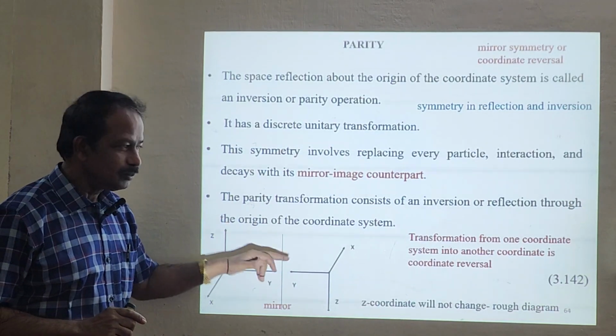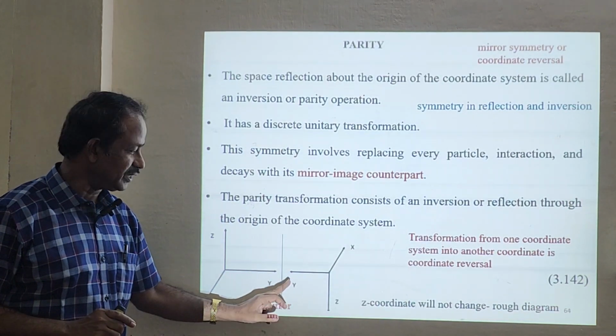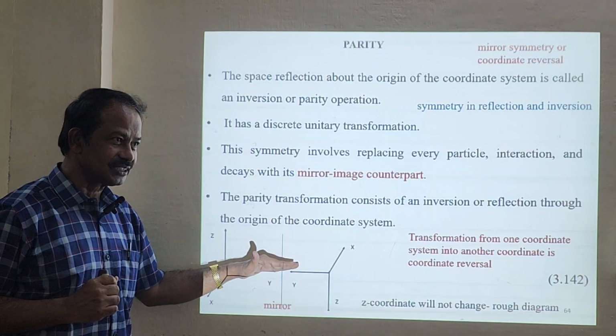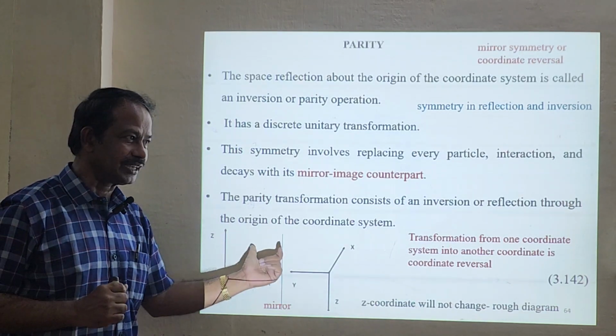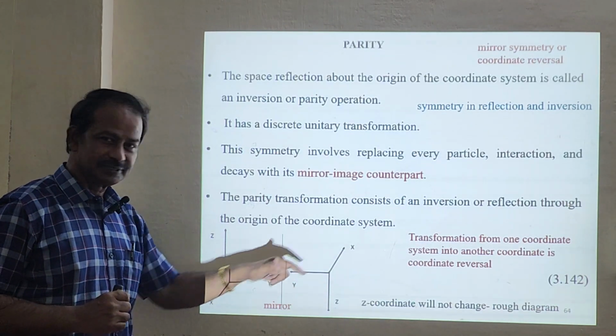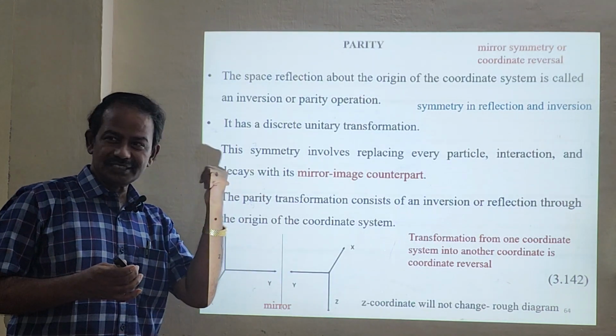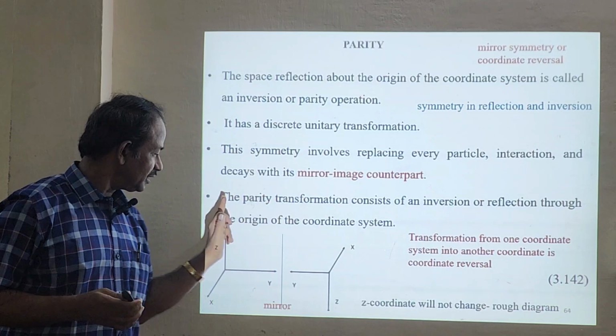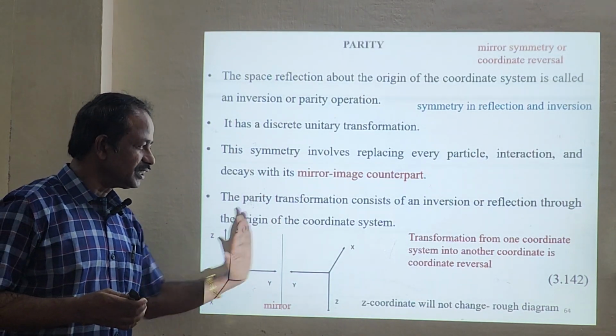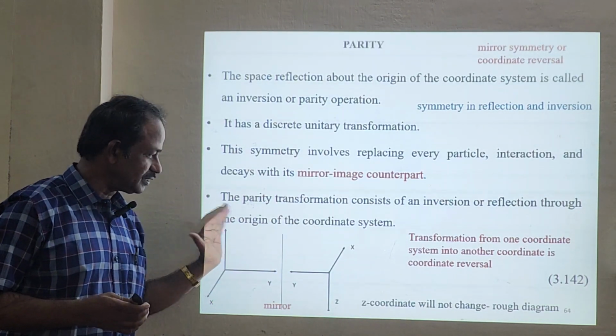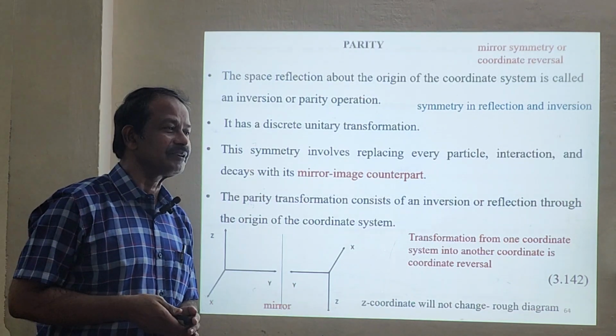Whereas your y will be changed into minus y. See this direction: it goes from left to right, but here it goes right to left. What of this x? X is towards you, but here x goes inside. It should be exactly like this in the mirror, but it is just in the opposite direction. That's why I said it's a rough idea.